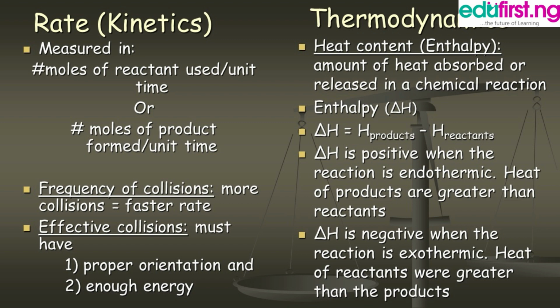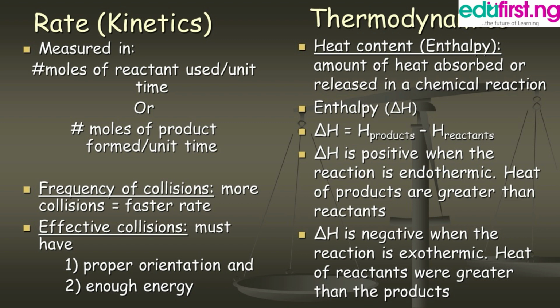Heat of the reaction, delta H, can be positive when heat is absorbed from the surrounding, and it's called an endothermic reaction. Here, the heat of the product is greater than the heat of the reactant, while it could be negative when heat is given out to the surrounding, and this is called an exothermic reaction. This is where the heat of reactants will be greater than the heat of the product.